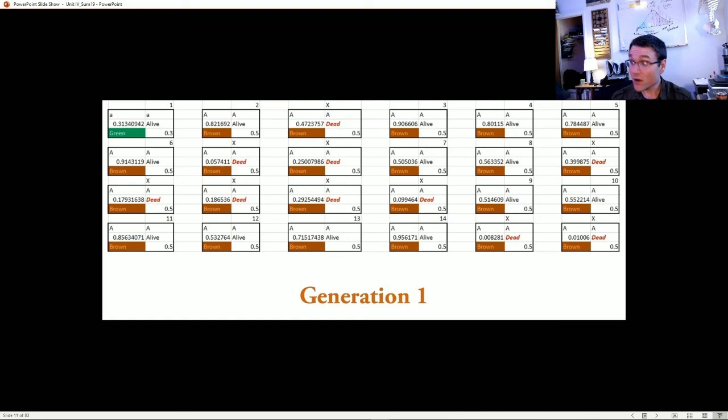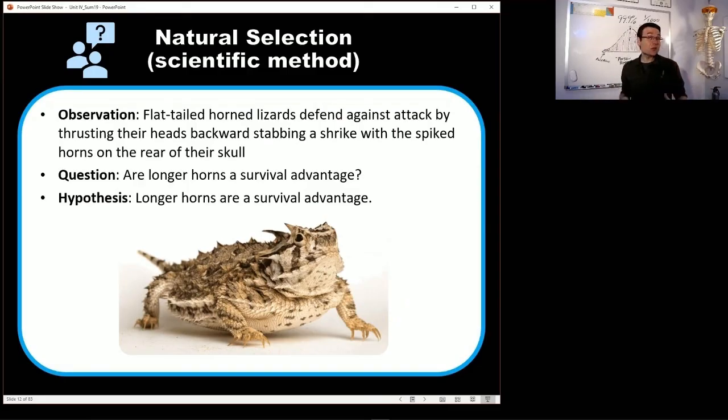Okay? Now, what does this spreadsheet prove? Nothing. But it is an elegant demonstration of the idea of evolution. Let's continue our discussion of evolution by means of natural selection by checking your understanding so far. So we have the beginnings of a problem here on the slide. There's an image of an organism which is called a horny toad, a horned lizard.